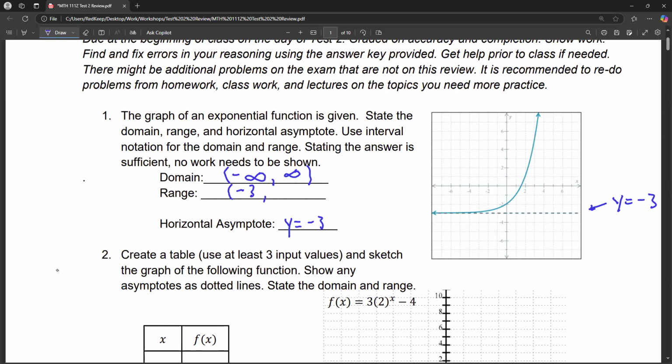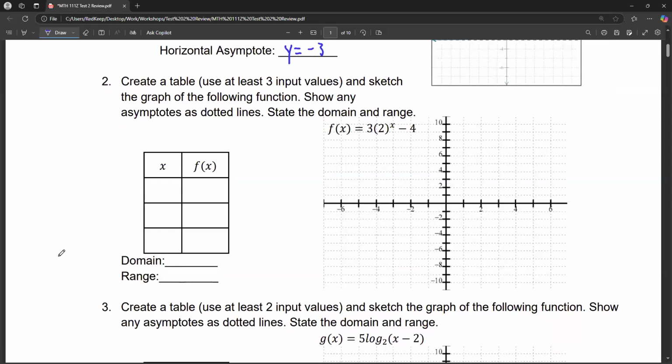And then as far as the largest value, when we look up towards the top of this function, again, we see that arrow and it's just pointing off to the sky, right? So it's going off to positive infinity on that one. All right, and they say that stating the answer is sufficient. No work need be shown, so we're all good here. Moving on to question number 2.